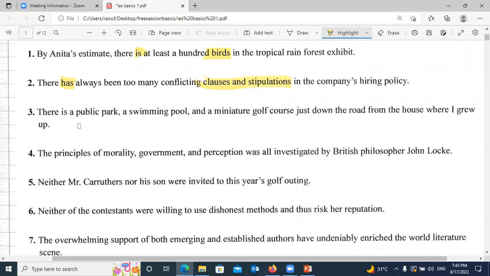Sentence number 3, there's a public park, a swimming pool, and miniature golf course just down the road from the house where I grew up. Is there anything wrong here? Change S to R. Why? No, I don't think there's anything wrong, it's actually not anything wrong. I just realized. We have 3 things here, so the subject is plural. We have a swimming pool, we have a miniature golf course, we have a public park.